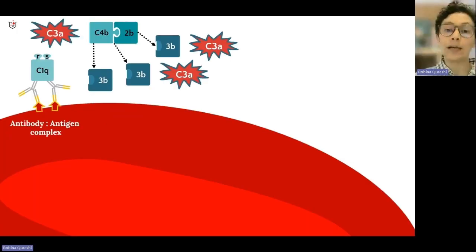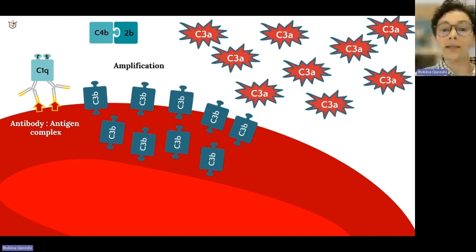Now I want to take you back to the C3 step. So this is the point of amplification. What this C4b2b is actually doing at this stage is acting on multiple molecules of C3, and it causes lots of C3b and C3a to be produced at the same time. So what we've got going on here is that C3b likes to sit on the red cell membrane, and it is very, very attractive to macrophages. So that's our amplification step.